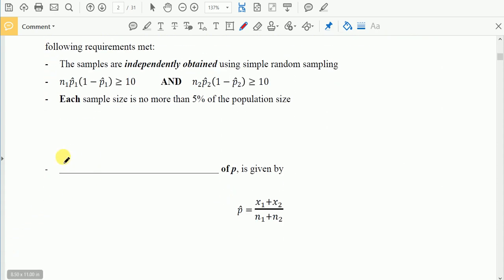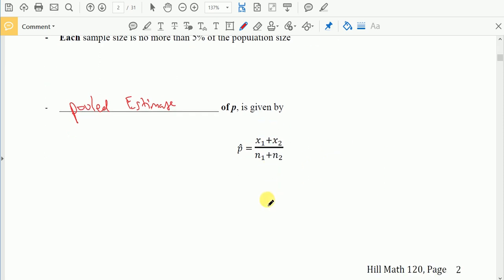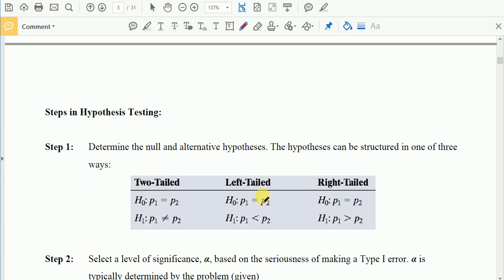And we call the pooled estimate of the proportion, given by p hat equals x1 plus x2 over n1 plus n2, and you will see how this formula is applied soon in the next example.